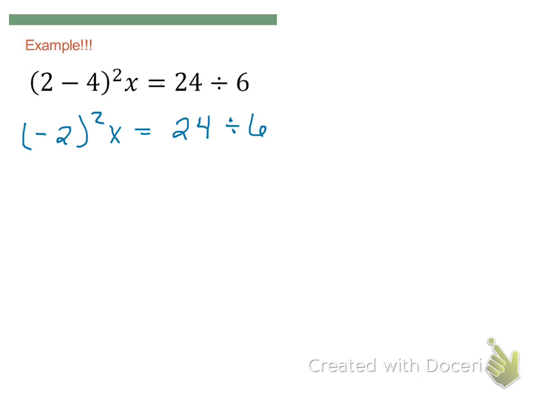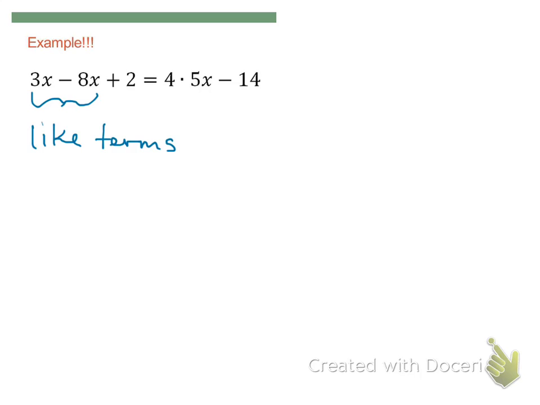So the first step I did was inside the parentheses. 2 minus 4 is negative 2. So my new equation is negative 2 squared times x equals 24 divided by 6. Now that I have parentheses out of the way, I have an exponent, so that's the next thing I need to do. Negative 2 squared is 4, so I have 4x. And on the other side, I kind of jumped the gun and already did that. 24 divided by 6 is also 4. So that's how I got 4x equals 4. And then our last step is divide by 4 to get x by itself, and we get x to be 1.